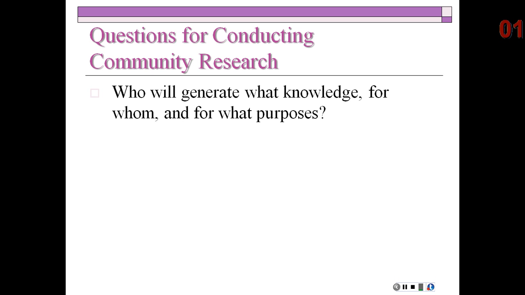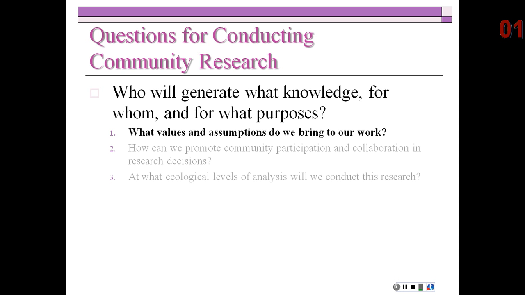And so when you think about that question, there are various additional questions that we need to address when we're conducting community research. And one of the first major questions is, what values and assumptions do we bring to our work? Now, community research is quite different than your standard social science, standard psychological science perspective of research. And we'll get into that in a second, and that has to do with epistemology, or philosophy of science, and which philosophy of science you adopt as a researcher.